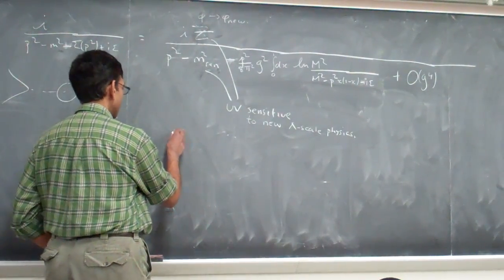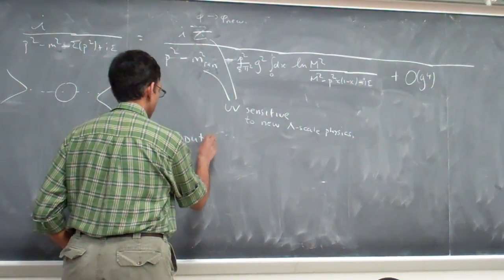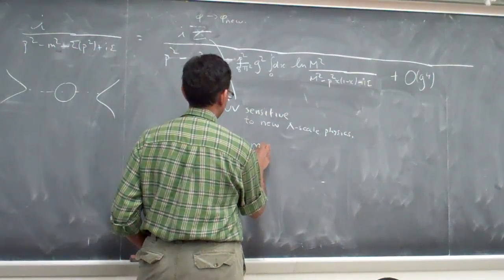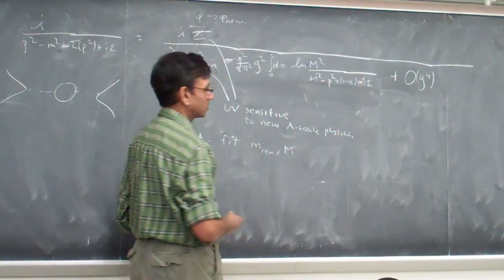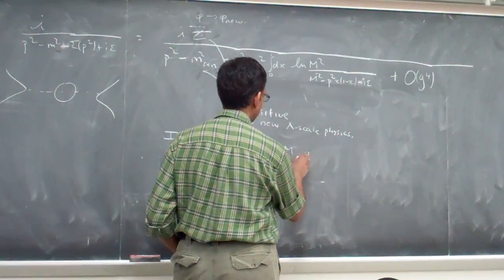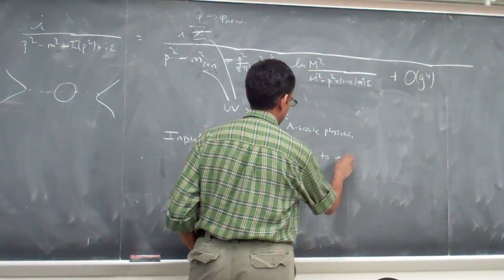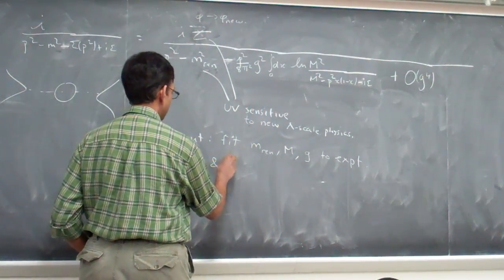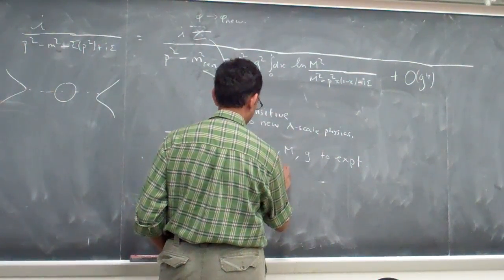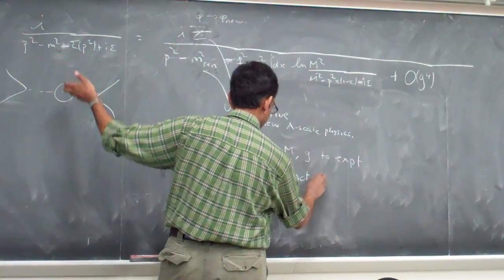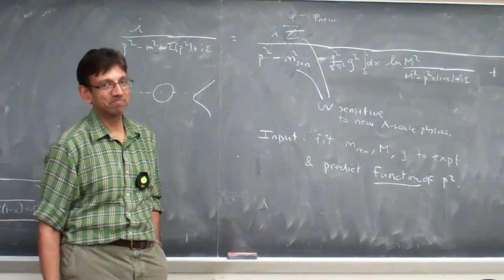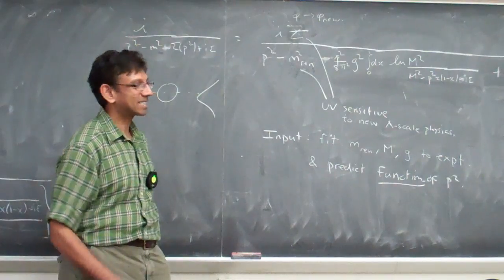Okay? So the trick is that as input, if you want, in a Gedanken experiment sense, or a real experiment sense, we fit M renormalized M, which at this order is the physical mass of the fermion, and G to experiment, and then we can predict the function, the dressed propagator, which is a function of p squared, which is a continuous infinity number of numbers, right? A function is a bunch of numbers. That's the value added.